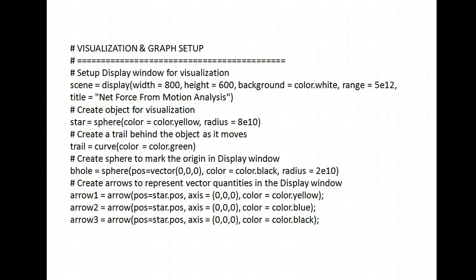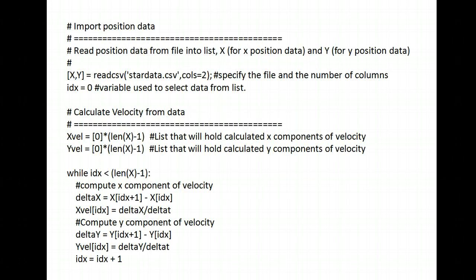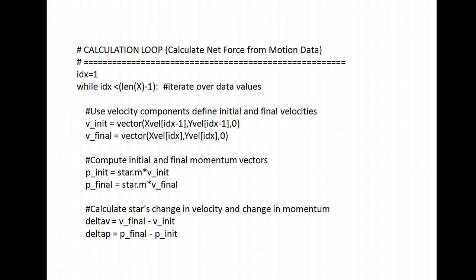In the Python code, the visualization and graph setup are shown. The black hole is located at the origin at position 0, 0, 0. The system's properties and data are specified: a star of mass 1.98 times 10 to the 30 kilograms, and the black hole at the origin. Delta T is 86,400 seconds, and the total time starts at 0. We read in the CSV file into a list XY, and then we create two new lists, X velocity and Y velocity, from this list to begin our calculation loop.